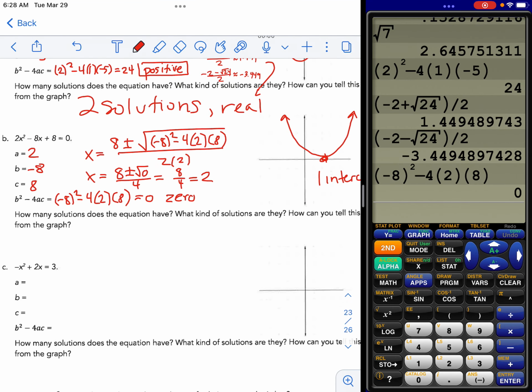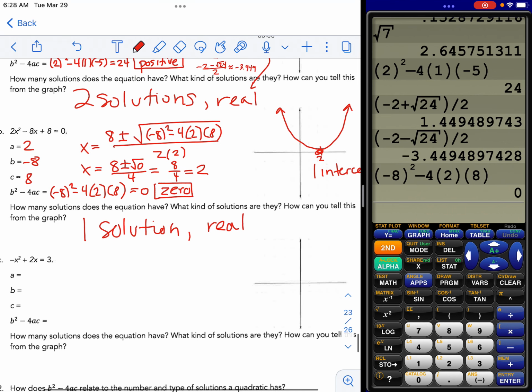So how many solutions do we have here? We have one solution. It's still a real number. It's 2, x equals 2. But because we got that 0 underneath the square root, we were able to get rid of the plus minus option. So we only have one solution there, and the term we use for this parabola is tangent. This is tangent to the x-axis.